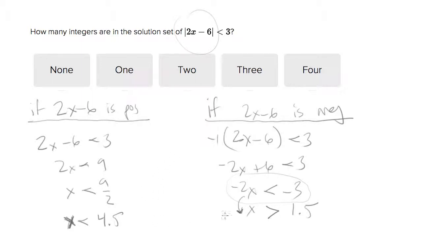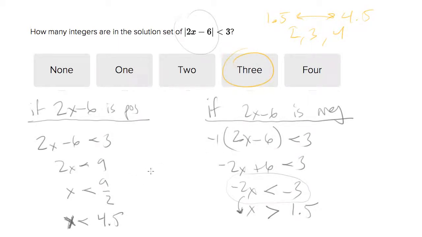So what we've got is x must be greater than 1.5, so let's go from 1.5, and x must be less than 4.5. So what's inside that range? Well, we've got 2 is in there, 3 is in there, and 4 is in there. So I'm gonna pick 3 and be done with it.